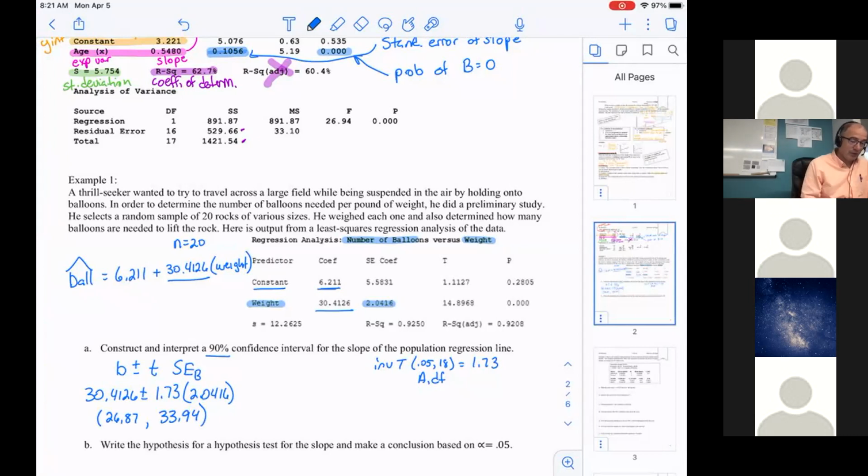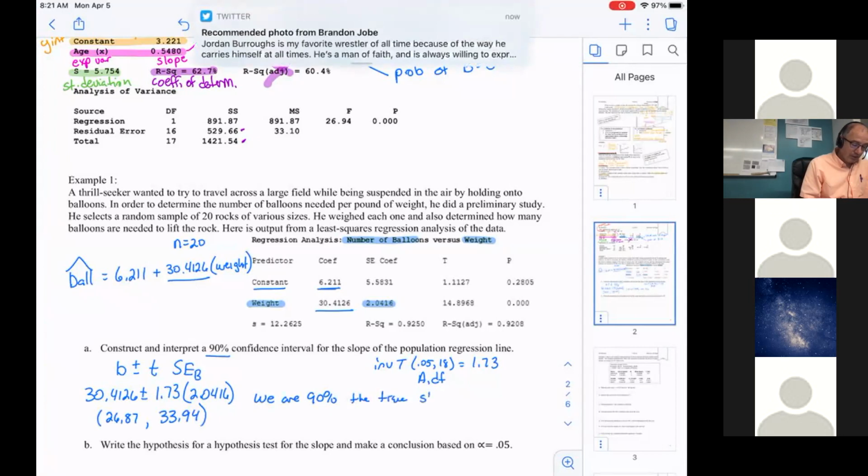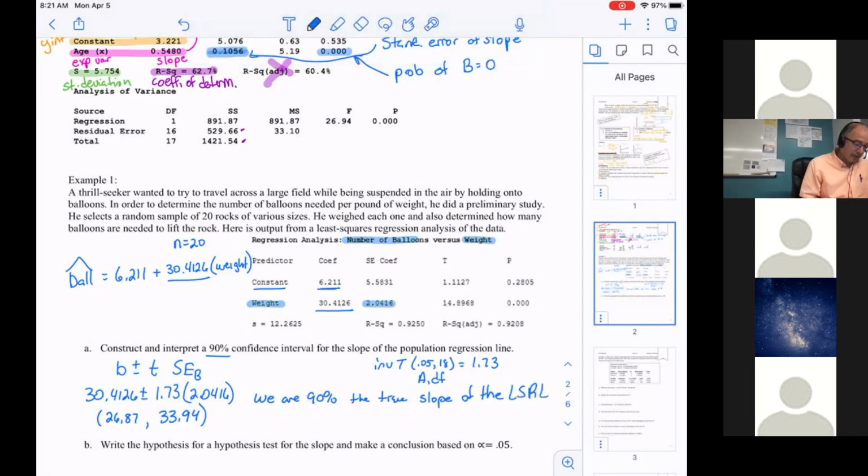And now again, as said, construct and interpret. That means we are 90% confident the true slope of the least squares regression line between weight and balloons, so we have to get that context back in there, is between 26.87 and 33.94. Oh my, we have to have some units on here.